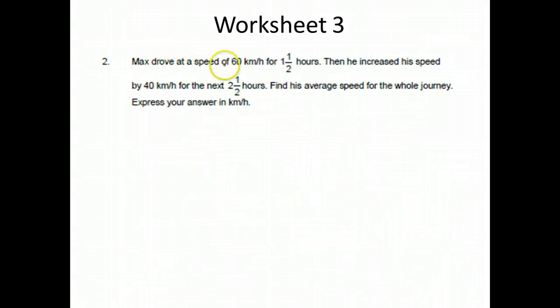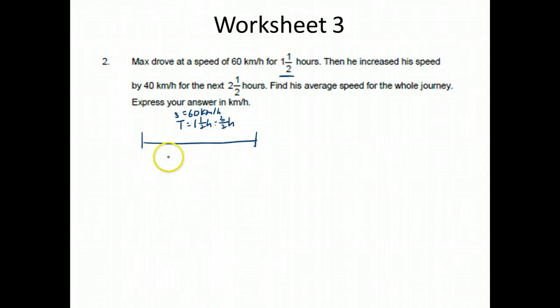Question 2. Max drove at an average speed of 60 kilometer per hour for 1.5 hours. So now, here, drove at a speed 60 kilometer per hour. Time is 1.5 hour, which is 3 out of 2 hour. Can I find the distance? Yes. I given speed and time, I can find distance. Distance is speed times time. 60 times 3 out of 2, which is 90 kilometer.